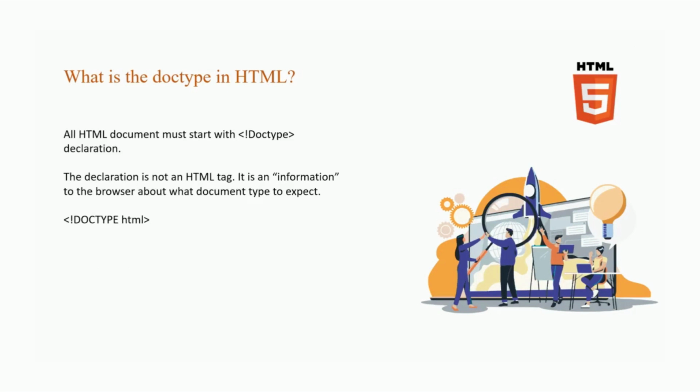What is the doctype in HTML? All HTML documents must start with a doctype declaration. The declaration is not an HTML tag. It is information to the browser about what document type to expect. Here we can see the syntax, that is doctype html.